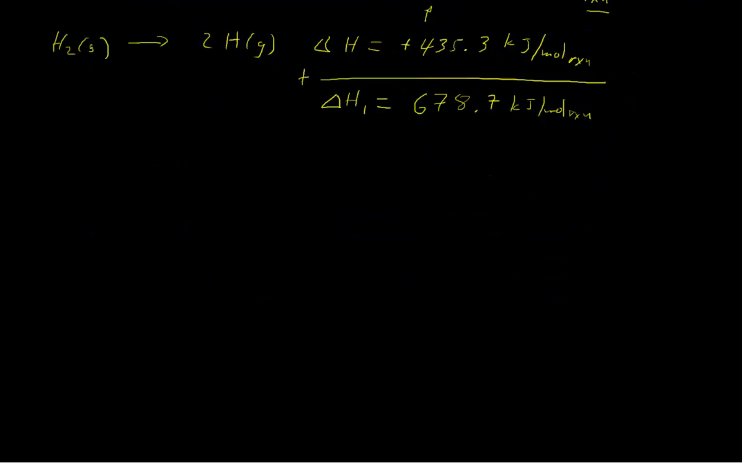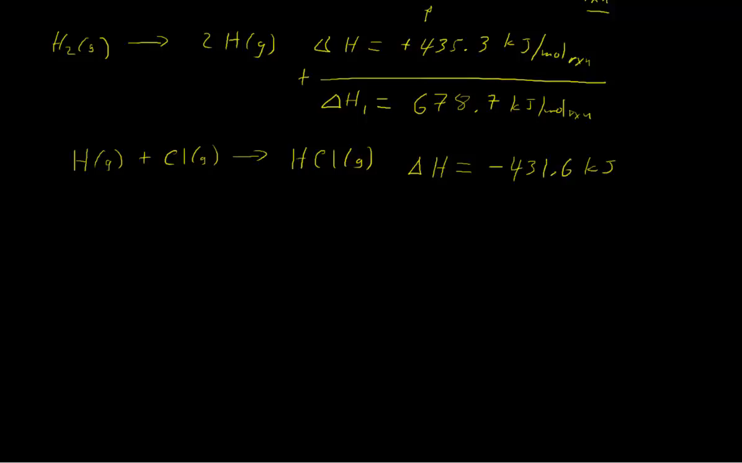Now let's think about putting these atoms together. So taking H atoms in the gas phase and combining them with chlorine atoms in the gas phase to produce a mole of HCl gas molecules, well, that process is just the reverse of breaking this bond. So again, we can measure the bond energy of HCl, and the reverse of that is how much energy we're going to get out when that bond is made. And so this delta H is negative 431.6 kilojoules per mole of reaction.